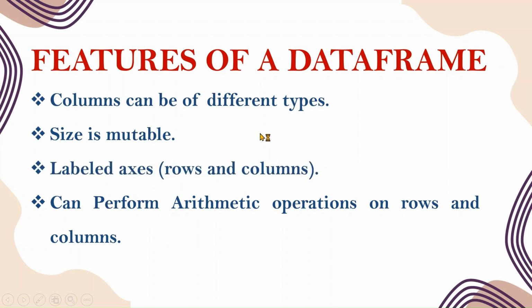Now here you can see the features of a data frame. That is, columns can be of different types, as I was saying, different data types. Then size is mutable, where we can add a new column or delete an existing column. So here it is mutable, where we can modify. Then the labeled axis, where we have the rows and columns, and we can keep the column names and give the index values for the rows. You can also perform arithmetic operations on rows and columns. Now these are the features of a data frame.